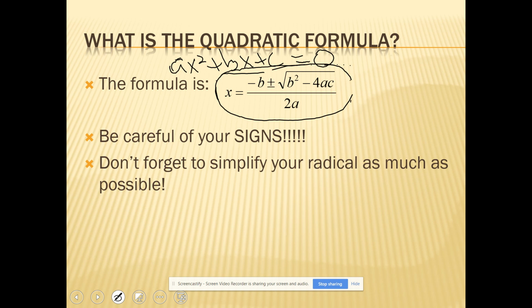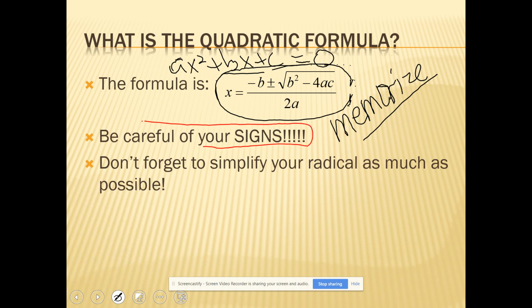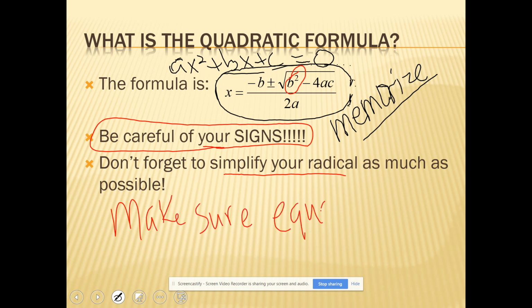Now, y'all know that we don't ask you to memorize a whole ton, but you do need to know this formula for your chapter test. Be careful of your signs. Can't stress enough how super important it is that you pay attention to your positives and negatives. One thing that always comes up is this b squared in here. When you square your b value, that should always be positive. Don't forget to simplify your radical as much as you possibly can. And before you even get started, make sure the equation is equal to 0.